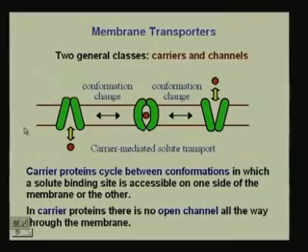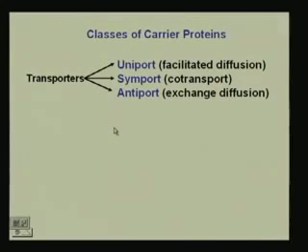Okay? So, this is how a carrier protein would cycle between conformations in which the solute binding would be accessible on one side of the membrane or the other, and there is no open channel all the way through the membrane. Now, these can be of different types. They can be what is called uniport, symport or antiport.